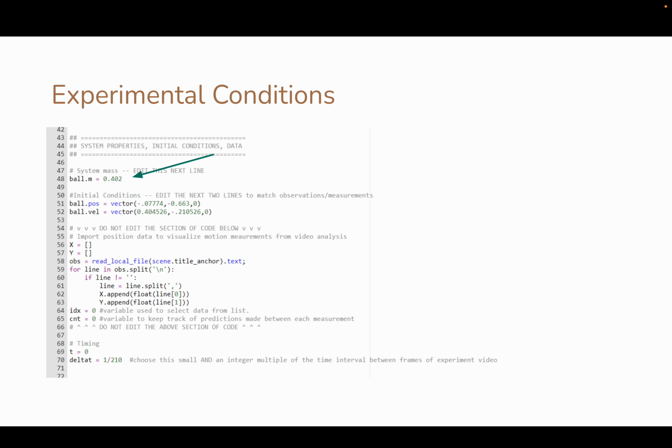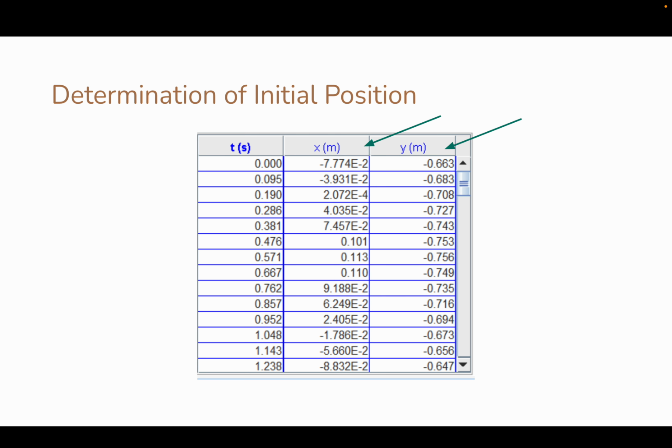Firstly, we use Tracker to extract the position data from the provided spring mass video, and the first data point was x equals negative 0.074 and y equals 0.663 meters. To find our initial velocity, I use the first 2 rows of the position data divided by the time interval between the frames, which is about 0.095 seconds, and it gives us a Vx of about 0.445 meters per second and a Vy of negative 0.21. These values go right into the GlowScript code, as you can see.